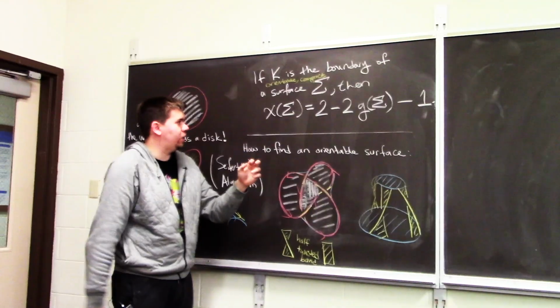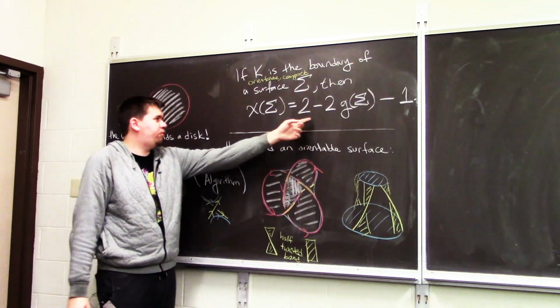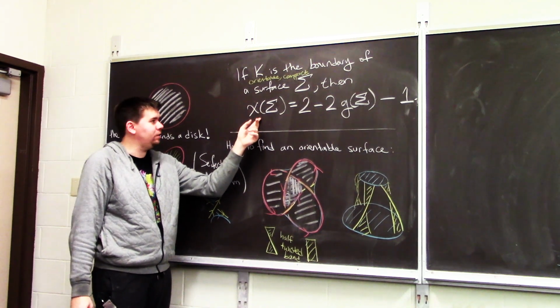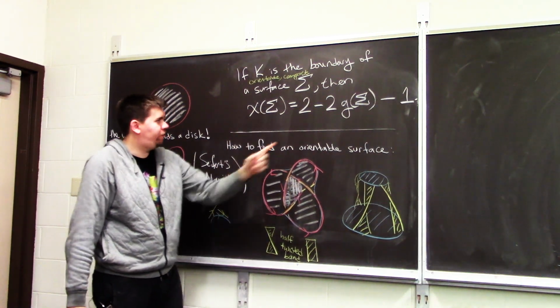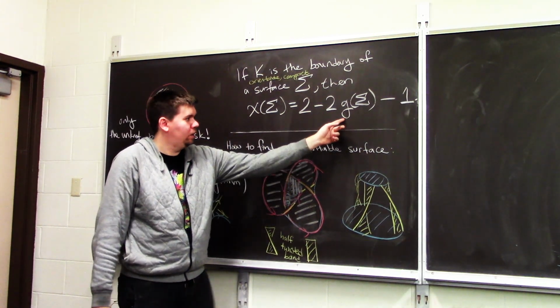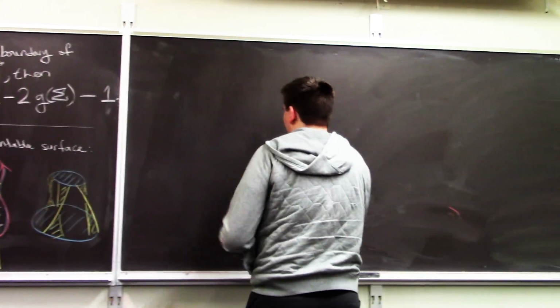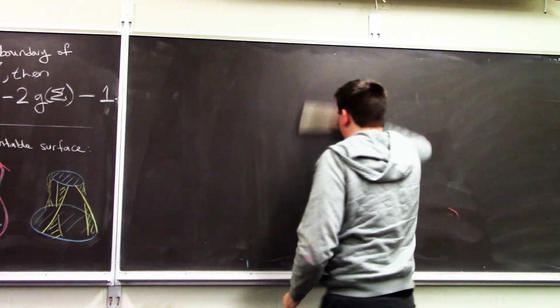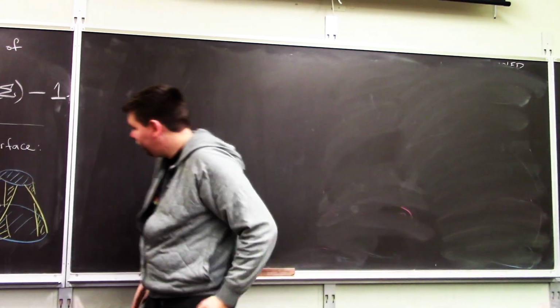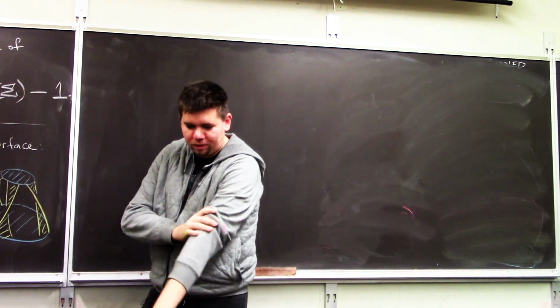But it's not going to be a mystery because we have this relationship. And it tells us if we can figure out what the Euler characteristic is, then we should be able to figure out what the genus is. So maybe right here, we can begin thinking about this. Can we figure out the Euler characteristic for this guy?